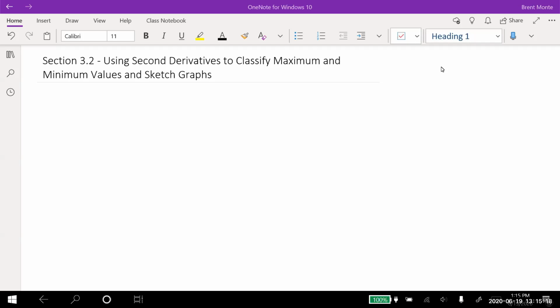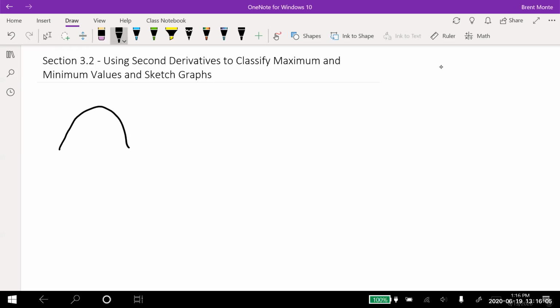Hi everyone. Today we are talking about section 3.2, using second derivatives to classify maximum and minimum values and sketch graphs. So let's talk about what the second derivative is. An example that we've seen before: if we're driving in a car, the speed or velocity is the rate of change of our position, or the distance we've gone. So the first derivative of distance would be speed or velocity. Well, the second derivative would say, how is our speed changing? That's our acceleration. So the second derivative is the rate of change of the derivative.